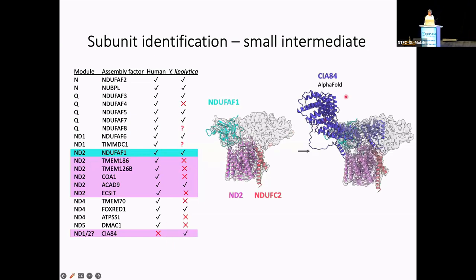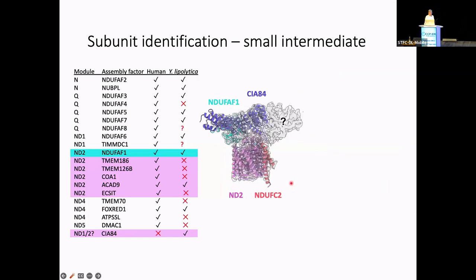CR84 we could fit into this structure. It is a very large protein, and it has a flexible arm that has no density, but we can clearly see that the structure is smearing out. So this is undoubtedly CR84. So then the other part should be ACAT9 on first sight.